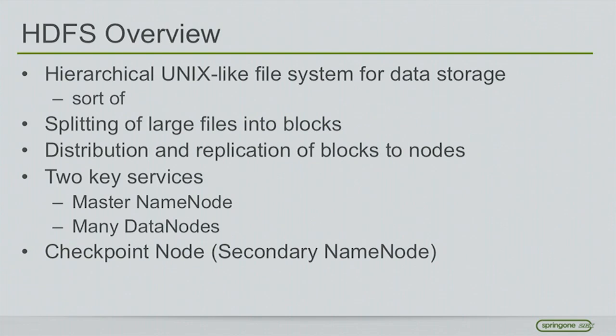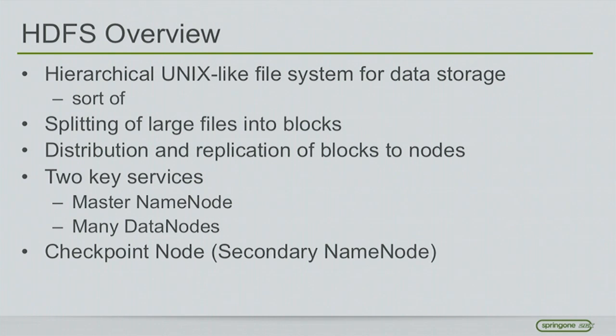HDFS architecture piece. To users and clients accessing HDFS, it looks like a Unix-like file system for data storage. It supports common Linux commands: ls, mkdir, cat, tail, different pieces of a Unix-type system. However, underneath the hood, it's actually taking that data and splitting large files into smaller chunks of data. 64 megabytes is the default. 128 and 256 are also very common sizes, depending on how big your files are. And it takes these blocks, distributes them among a number of servers, and then replicates these blocks.